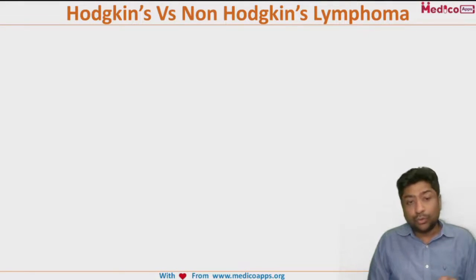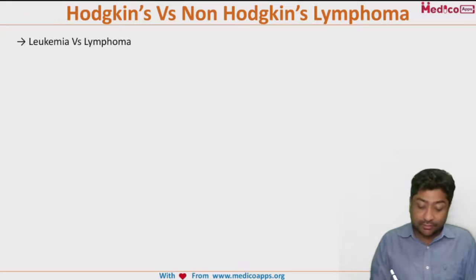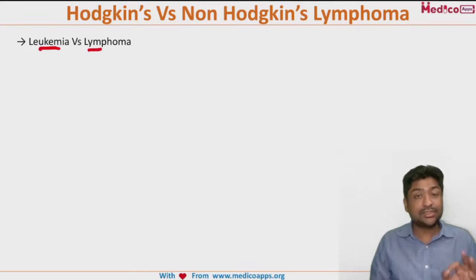We know that both are WBC cancers, white blood cell cancers, but leukemia is a white blood cancer that develops in the bone marrow or blood, whereas lymphomas are proliferation of white blood cells which are present as discrete mass. So that is the major difference between leukemia and lymphoma. This is what you have to remember.